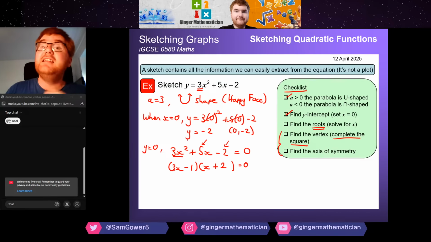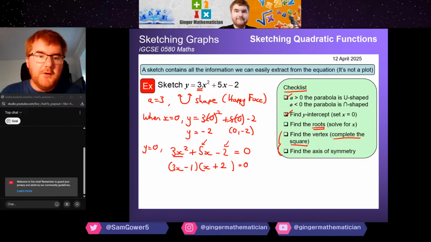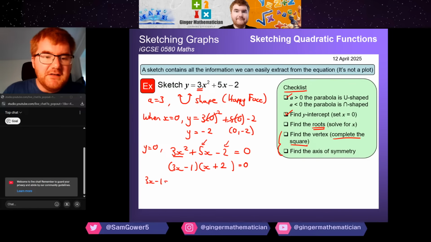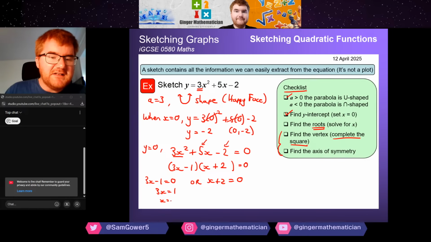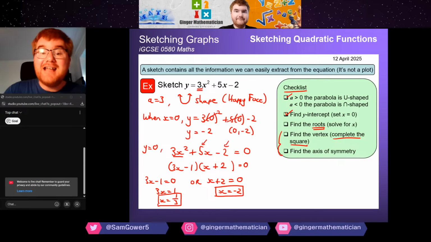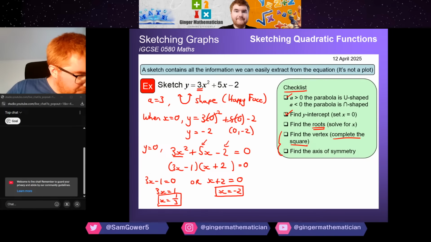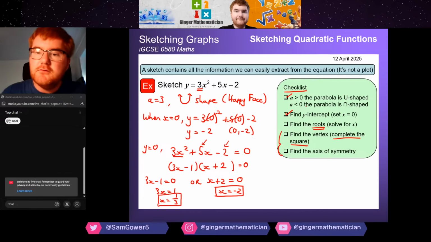Now we've done this, we can then solve the quadratic here. So we either say that 3x minus 1 is equal to 0, or x plus 2 is 0. If two things multiply to give you 0, then one has to be 0. Therefore, if I solve this equation, 3x equals 1, x is a third. And here, x plus 2 is 0, x is minus 2. So we know that the quadratic will go through the x-axis at 1/3 and minus 2. Okay, so we've got our x coordinates, the roots here, so we can tick that off.